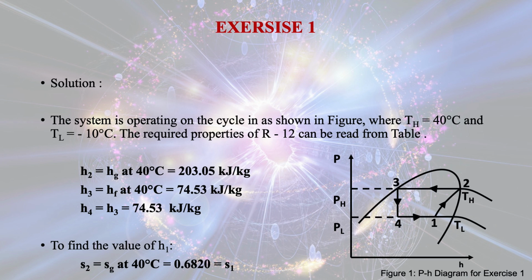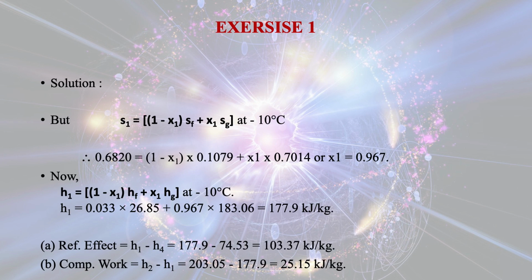So S2 is the entropy corresponding to the saturated vapor line of temperature 40 degrees centigrade. That value you can get from the table. So we know very well that S1 is equal to (1 minus x1) Sf plus x1 multiplied by Sg at -10 degrees centigrade. What is x1? That is nothing but the dryness fraction or quality of the refrigerant. So S1 is equal to S2.